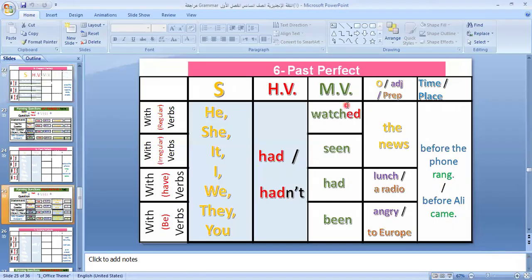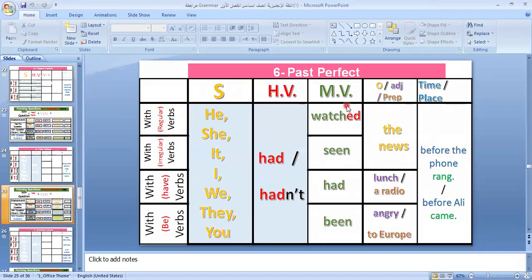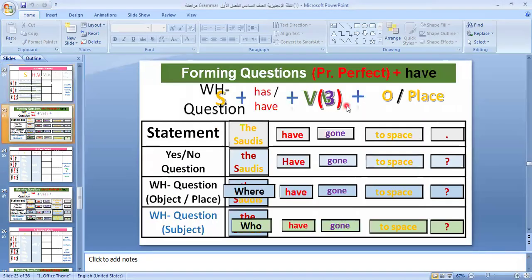Here is the present perfect form. We use it in the statement form, in yes/no questions, in WH questions, and when we ask about the subject person. In the statement form, we use it as it is: The Saudis have gone to space.